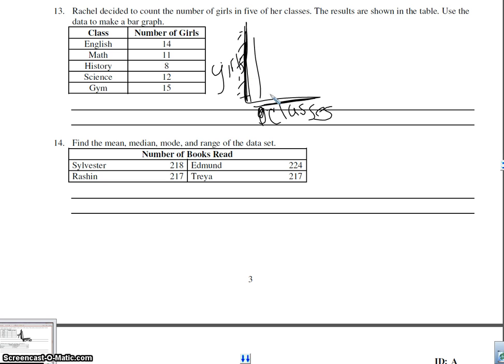And then I'll have a bar for English, a bar for math, a bar for history, a bar for science, and a bar for gym. And it'll look something like that. But if you don't have any numbers and you don't have a title, it's not going to look right. Change your answer key so you know exactly what to do.